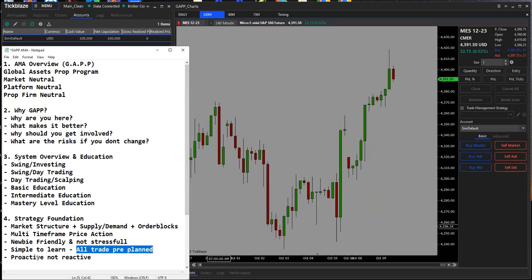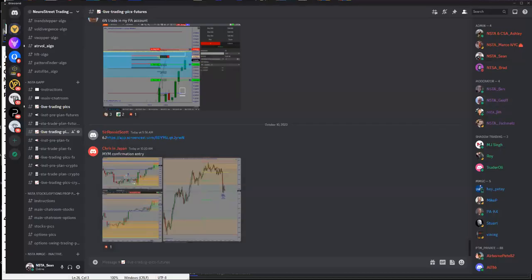So the whole goal is for you to never be reactive. In our Discord, let me just show you this for a second. There's this section called Gap. It's private, and it's private for a reason. We don't want a bunch of monkeys in there.